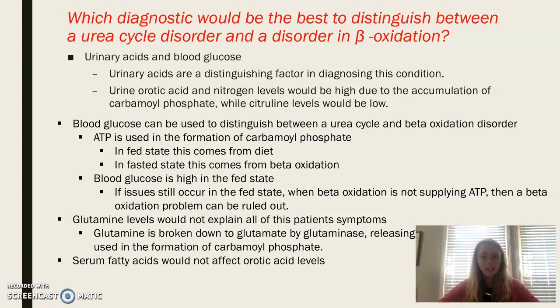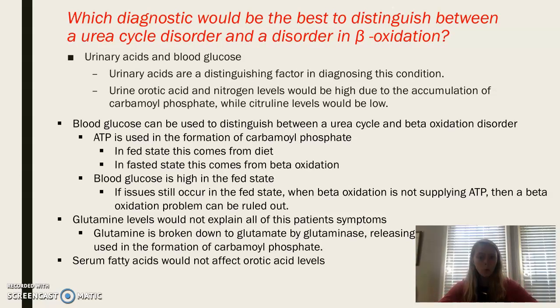And if you were still seeing a deficiency and you were still seeing these abnormal levels of orotic acid and citrulline and nitrogen, even when blood glucose is high in the fed state and beta oxidation is not occurring, then you can rule out a beta oxidation disorder because beta oxidation is not occurring and you are still seeing the issues.